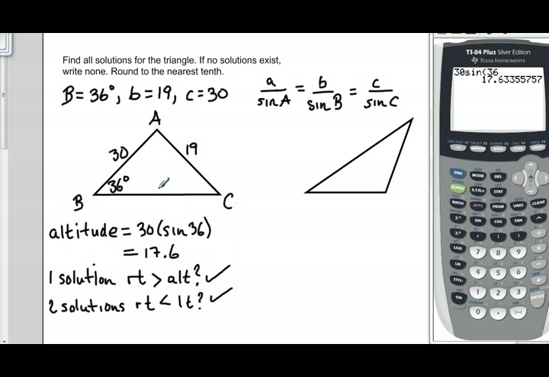So the first thing we're going to do is solve this acute triangle. That would be the first solution. This obtuse triangle we're going to get to in a few minutes. That's going to be the second solution. So let's concentrate on the first triangle.